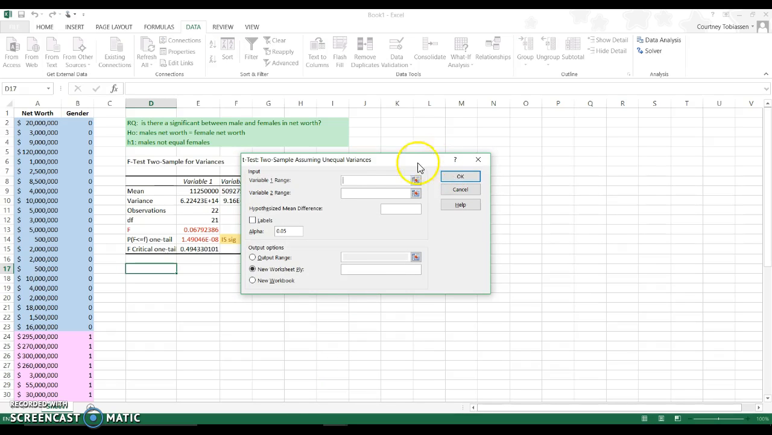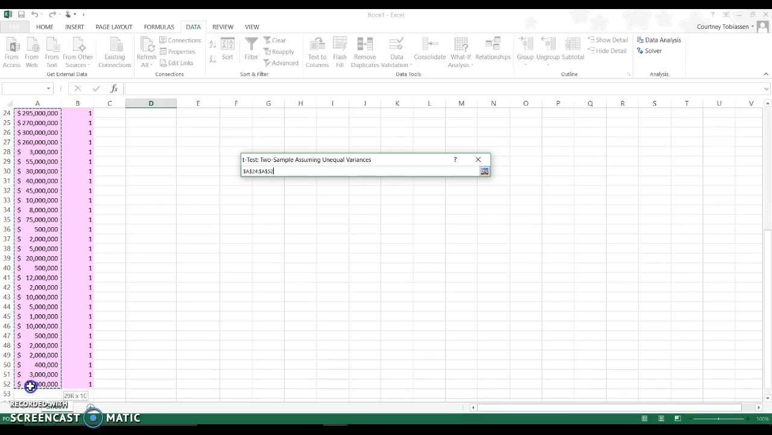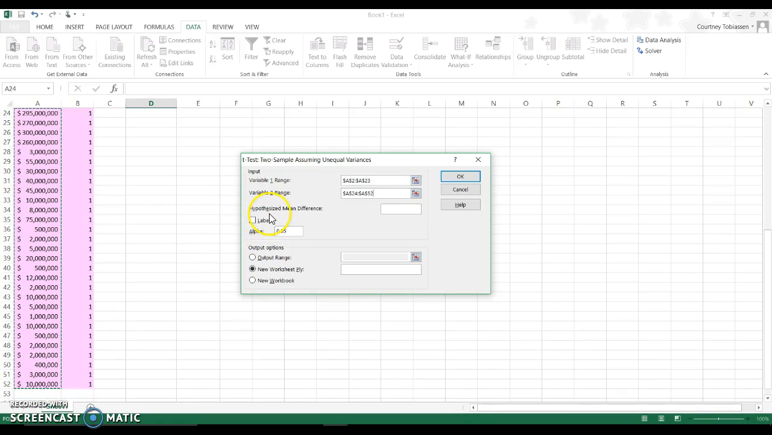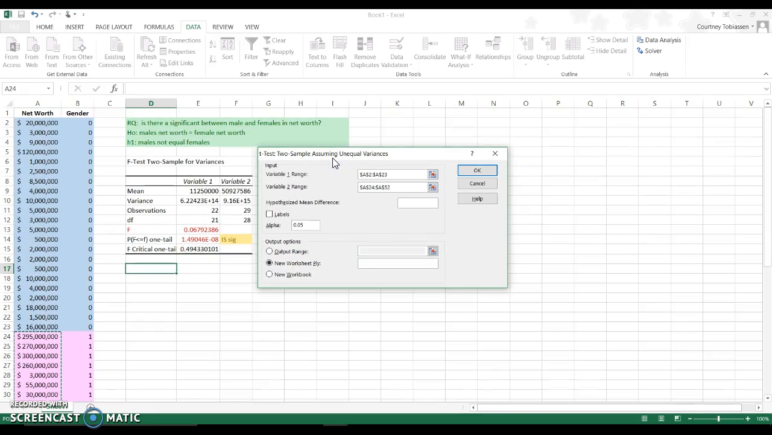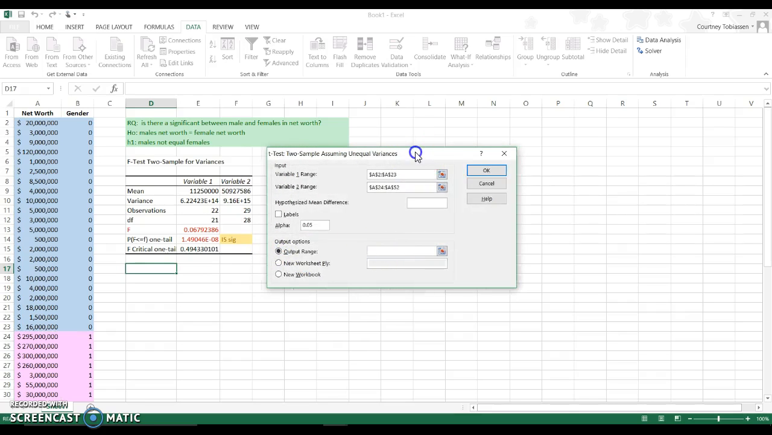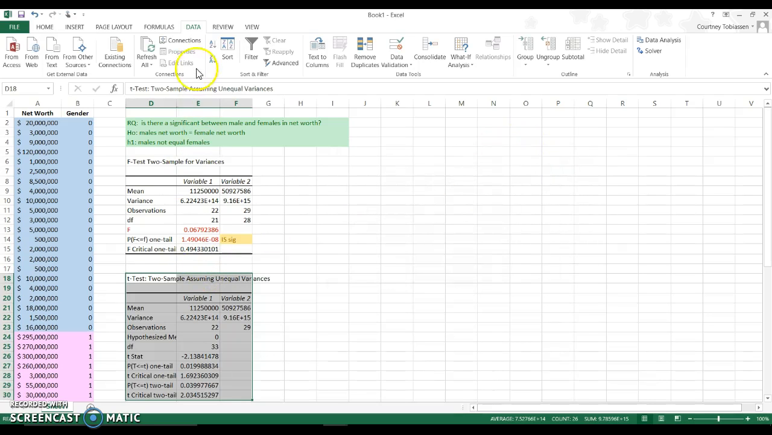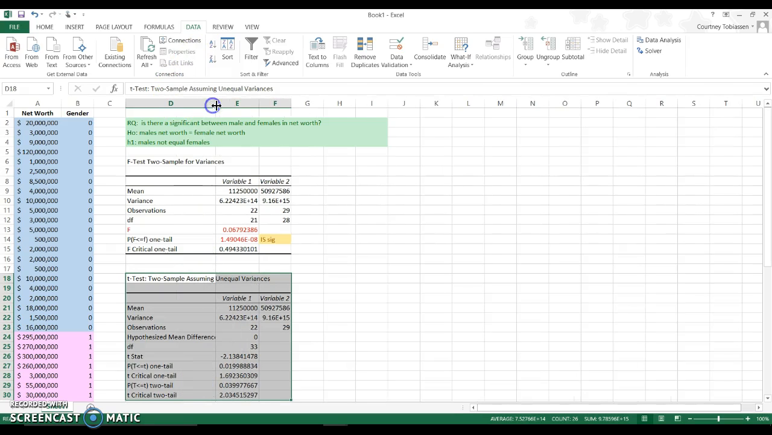Again, it's asking me for the same range. So I'm going to highlight my guys. I'm going to highlight the girls. There are no labels. If you want to do output range in a certain place, then you can click this one, which is what I'm going to do. If you just do the default, then it'll open up in a new tab right down here. In this case, I'm going to put it right there and say okay. Alrighty, so I have all kinds of information now.